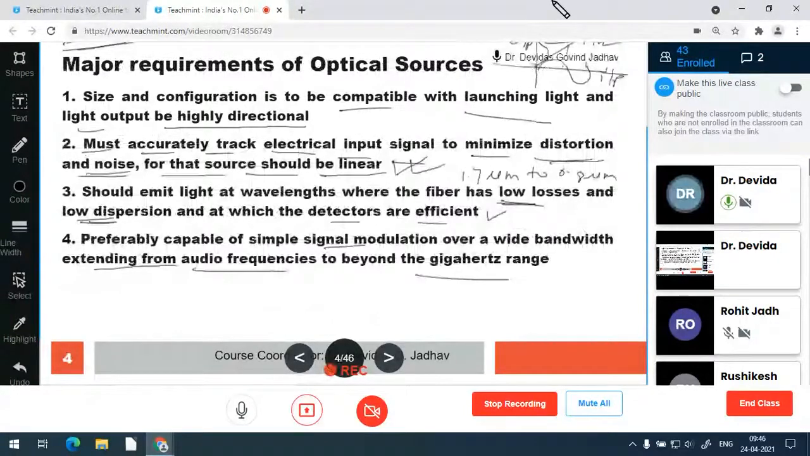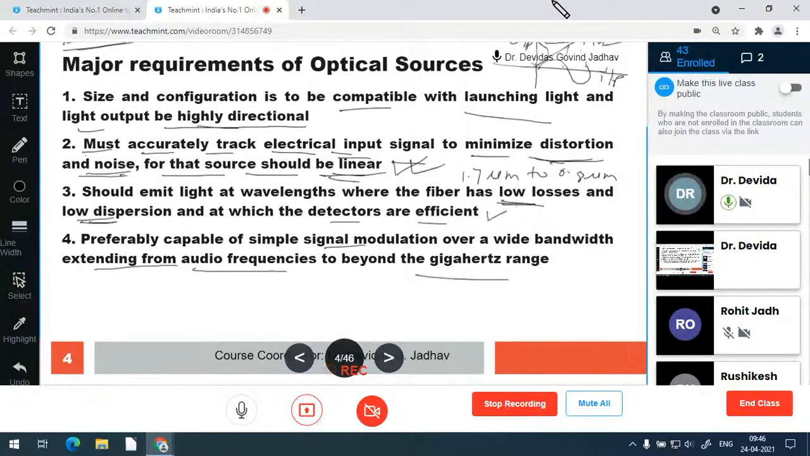So what are the major requirements? Source size should be such that light can be launched into the human hair-like small fiber. It should be compatible for launching light, and the light should be highly directional because the fiber is very small. It must accurately track the electrical input. For that, it should be linear with minimum distortion and minimum noise.